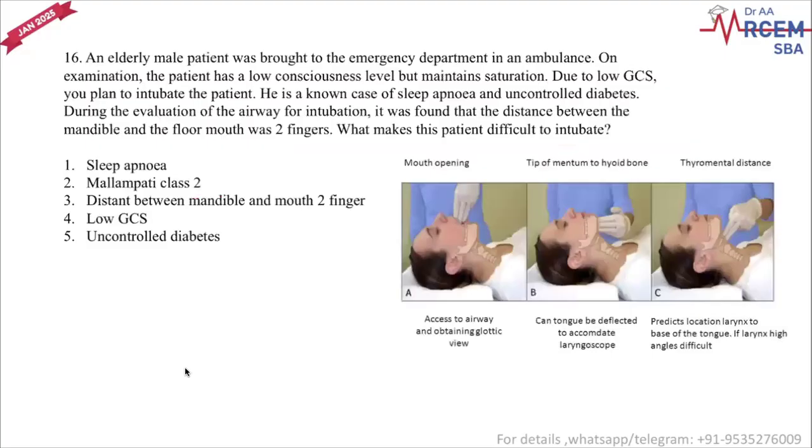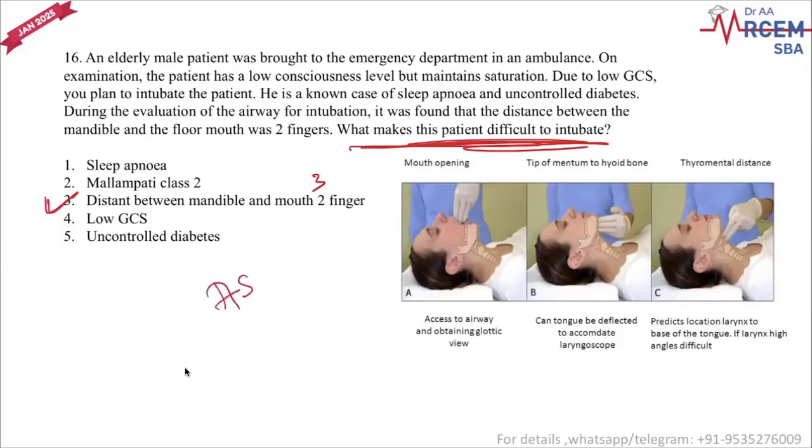An elderly male patient was brought to the emergency department in an ambulance. On examination, the patient has a low GCS, but maintaining saturation. Due to the low GCS, you plan to intubate the patient. He is a known case of sleep apnea and uncontrolled diabetes. During the evaluation of airway for intubation, it was found that the distance between the mandible and the floor of the mouth was 2 fingers. What makes this patient a difficult intubation? It has to be 3 fingers, not 2 fingers. So this becomes a difficult intubation.